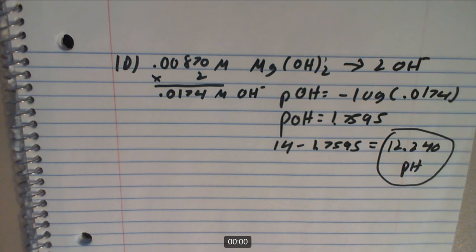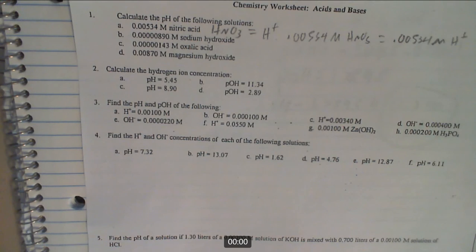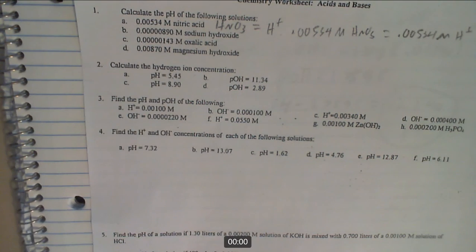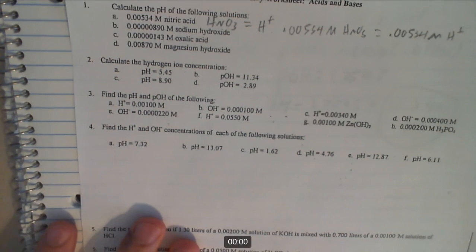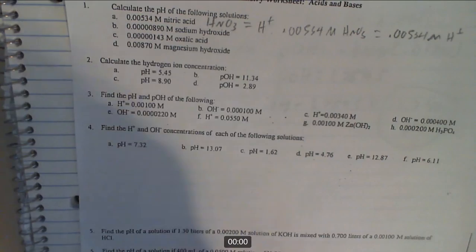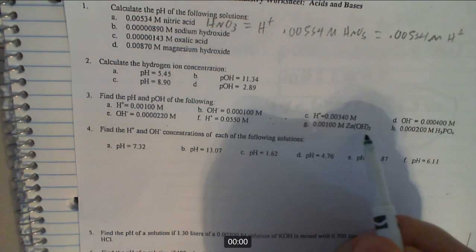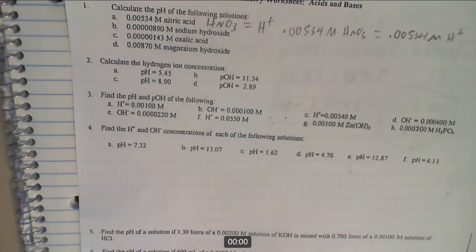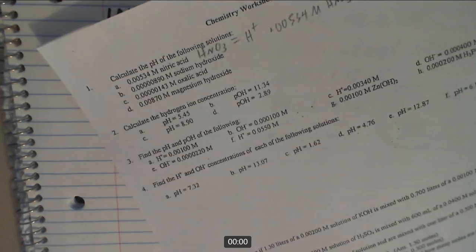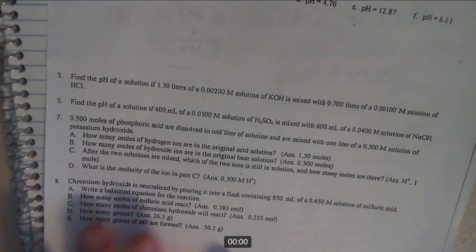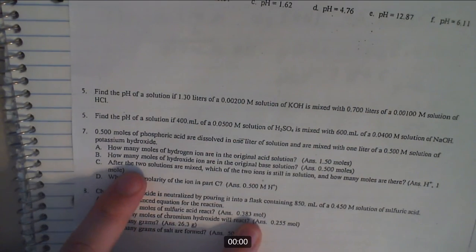Keep an eye out. What are they giving you? What are you trying to find? I just did 1, A through D. I'm going to do number 2 now because I want to go back the other way and show you how to do that. Then for the rest of those, keep an eye out for molecules that have more than one OH or more than one H. You should be able to do the rest of this until we get to neutralizations, which I will cover in a separate video. So let's go back to 2 now.